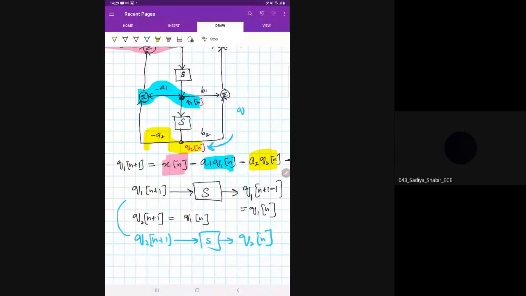It is same explanation as you have above. जो ऊपर explanation है, वही same explanation इसमें भी है. q2 of n+1 को जब shift operation करेंगे, it will become q2 of n. अब देखिए, you have q2 of n is here, right over here at the bottom.